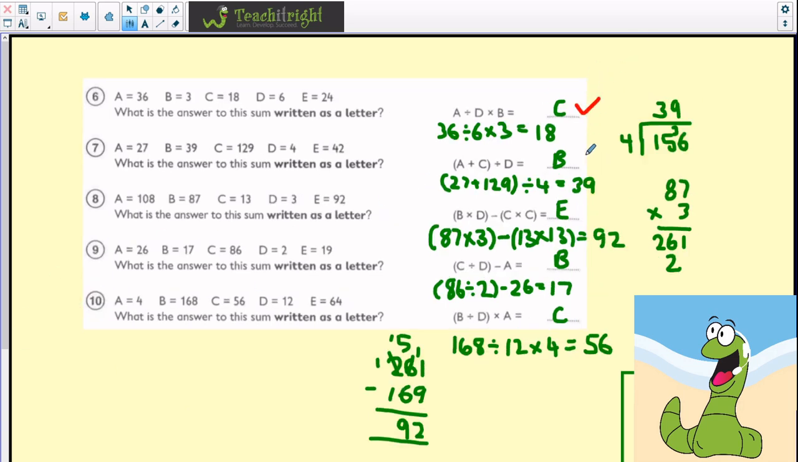We've got C for number 6, then we've got B, E for 8, B for 9, and then C for number 10. And again, just to show how big sometimes the numbers can get, 168 divided by 12. Well done if you've managed to get those all correct. You can easily put a mark out of 10. Any you get wrong, just have a look back, check your calculations.